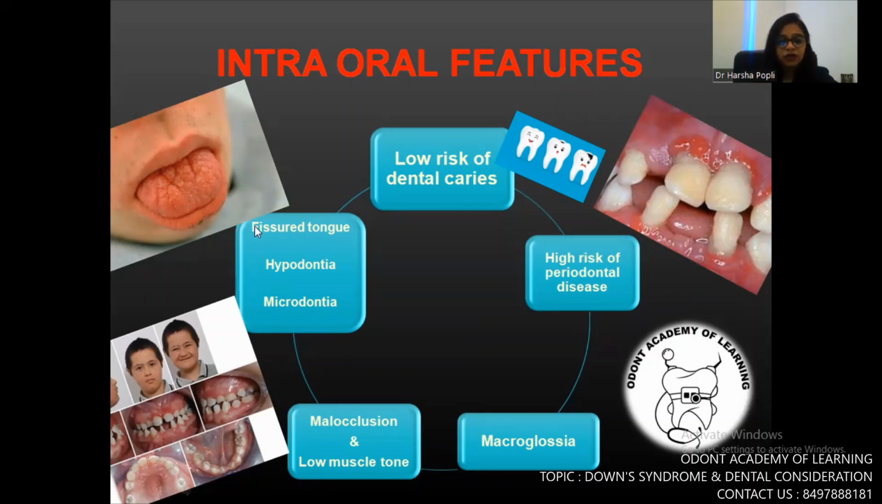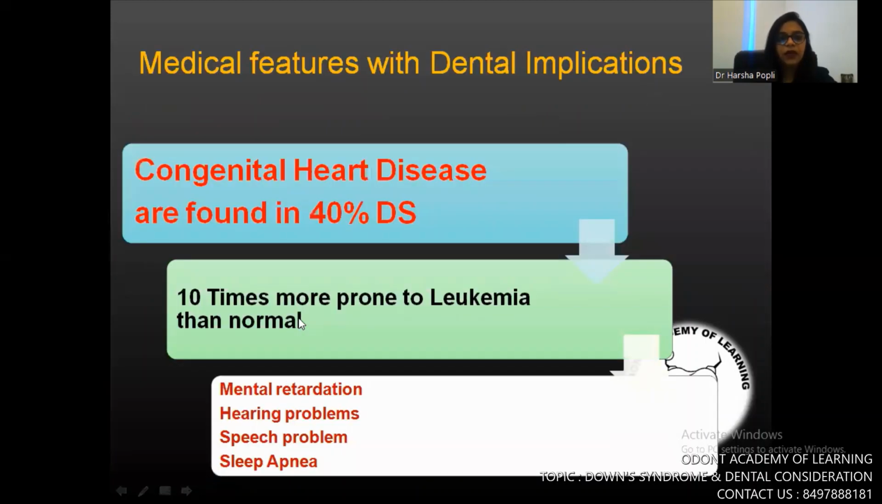Also, we can see in Down syndrome fissured tongue, hypodontia, and microdontia. Let's talk about some medical features with dental implications. The most commonly seen is congenital heart disease, which 40% of Down syndrome patients can have. So before we start dental treatment for a Down syndrome patient, we need to take a deep medical history and confirm with the parents whether the patient has any heart issue. If they say yes, then you have to take consent from the physician, and also you need to arrange antibiotic prophylaxis before the treatment.